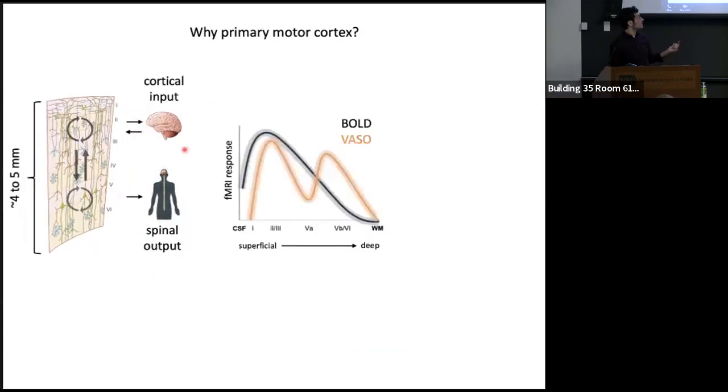The second reason, as I just described, Renzo and others have already shown that VASO works in motor cortex and that you do get this double peaked response when you're actually executing an action, specifically tapping your fingers together.